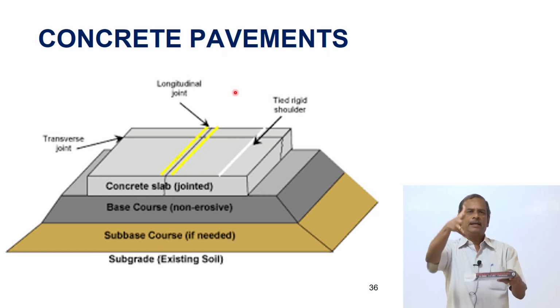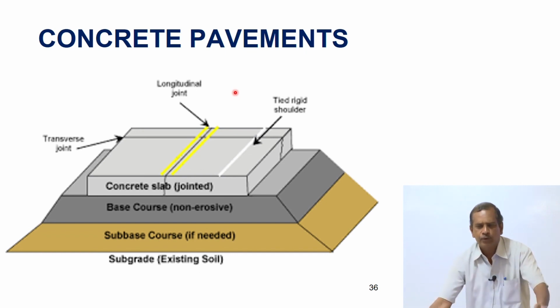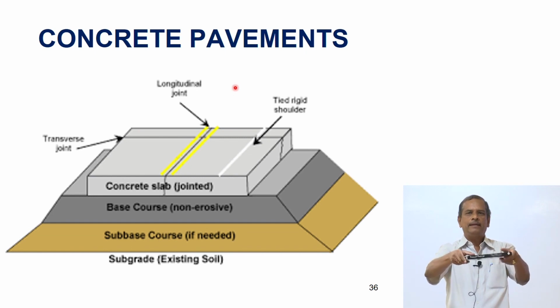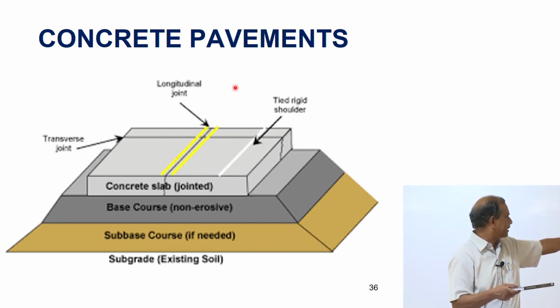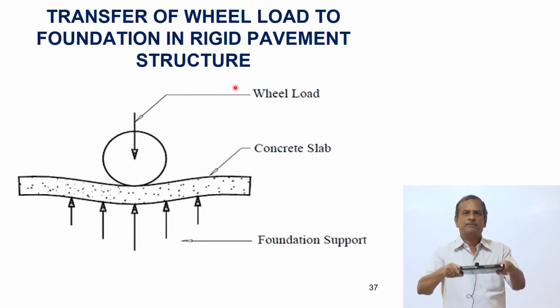So I require a thicker layer if you want to distribute the load to the subgrade level so that pavement does not fail prematurely. Alternatively, I can go in for a concrete pavement. The concrete pavement takes up the load by slab action. As can be seen here, it consists of different layers again.